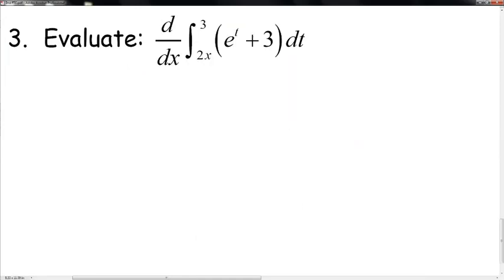Alright, number 3, evaluate the derivative with respect to x of the integral from 2x to 3 of e to the t plus 3. And so again, notice how my x is on the bottom. I actually have to change my bounds. And when I change my bounds, I multiply through by a negative. So this is going to be equal to the derivative with respect to x of, again, I'm flipping my bounds, so now it becomes negative. I need my a just to be a constant.